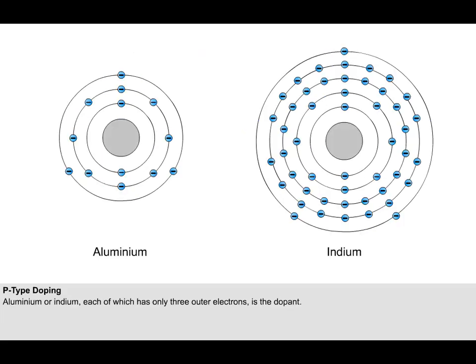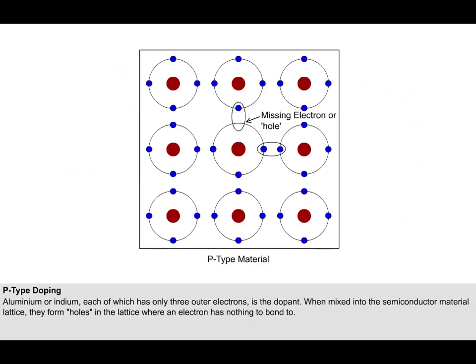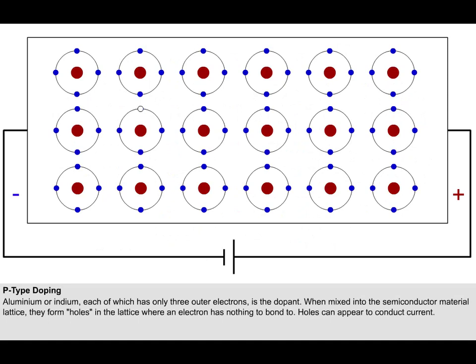In P-type doping, aluminium or indium, each of which has only 3 outer electrons, is the dopant. When mixed into the semiconductor material lattice, they form holes in the lattice where an electron has nothing to bond to. Holes can appear to conduct current. A hole happily accepts an electron from a neighbour, moving the hole to the neighbouring electron.